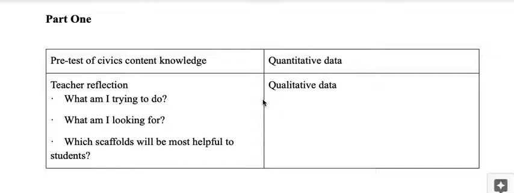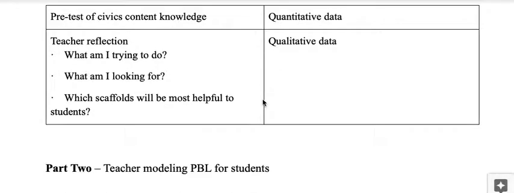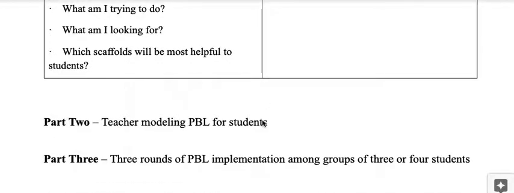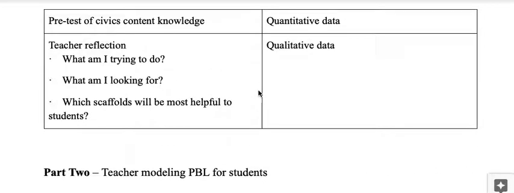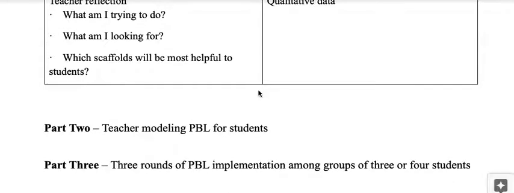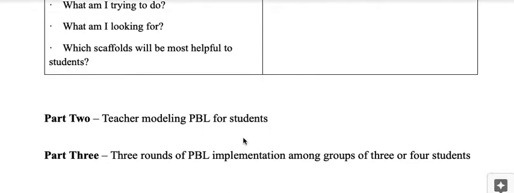The first thing I'm going to do is give a pre-test of the civics content knowledge. This will be done through some open-ended questions about the students' civics content knowledge. I also want to reflect on what I'm trying to do, what I'm looking for, and what scaffolds I think will be most helpful to the students as they go through the PBL, the problem-based learning process. After I reflect and gain observational data, I will be modeling the problem-based learning process for students.